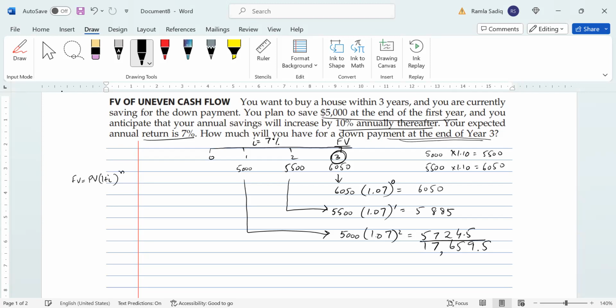How much will you have for a down payment at the end of year 3? You are going to have $17,659.5 at the end of year 3 for your down payment.